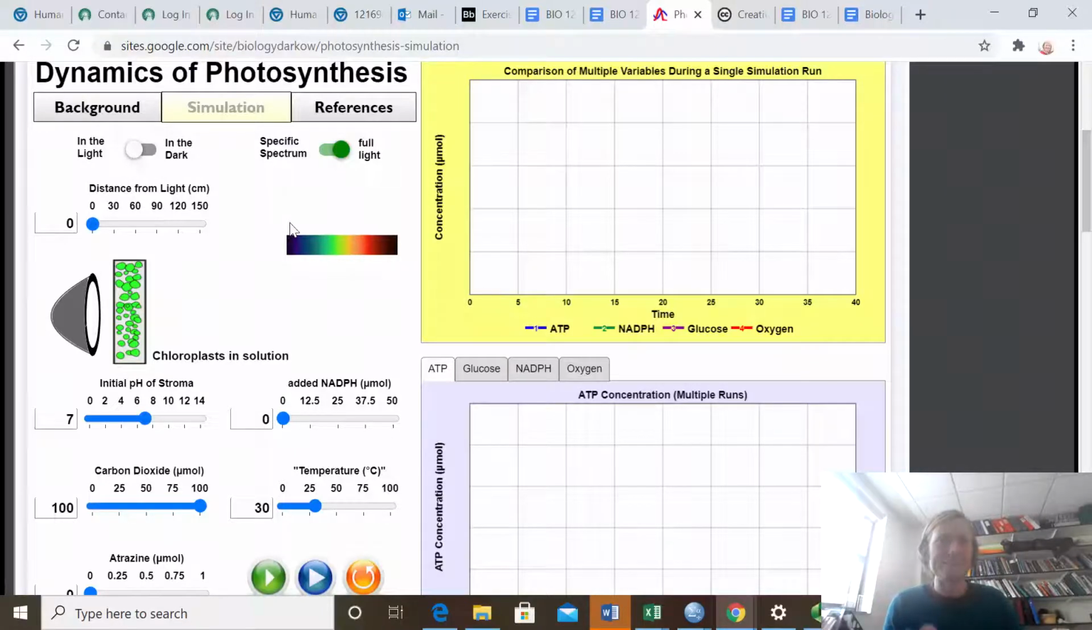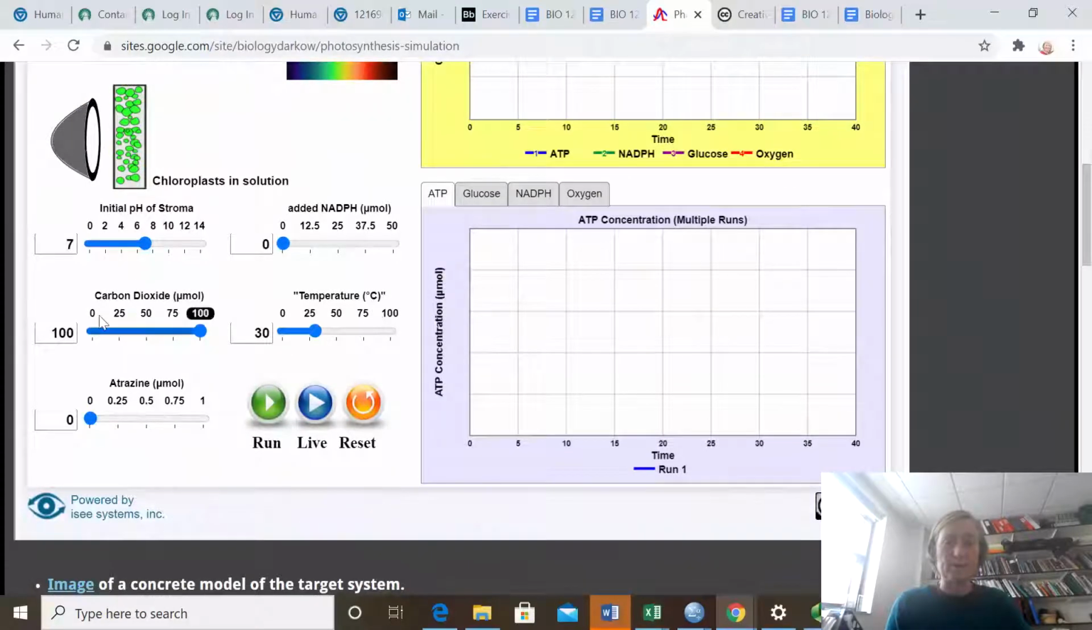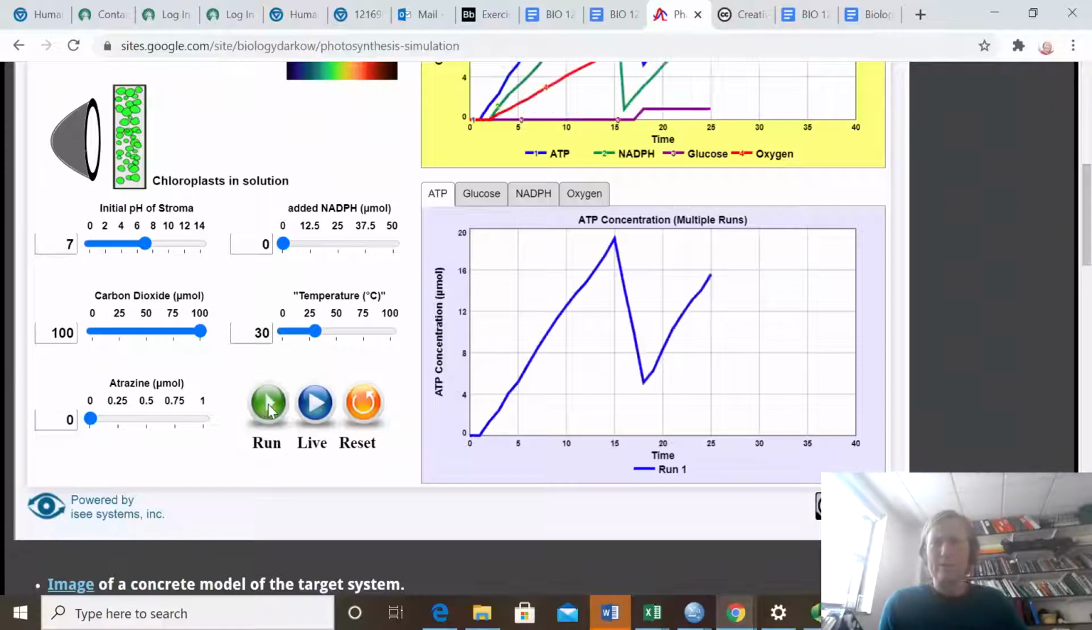Okay. So in this simulation, there are all different things you can change, like is it in the light or in the dark? Is the light source a full spectrum, or is it a specific wavelength? You should be able to change that wavelength. What's the distance of the cells from the light? And what are some other important things like carbon dioxide levels, NADPH, temperature? I'm not changing any of that. I'm going to run this, and we're going to take a look at what we get.